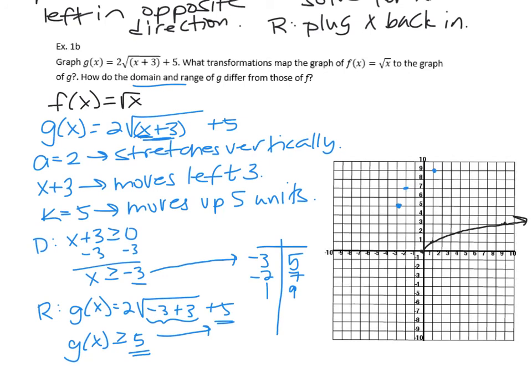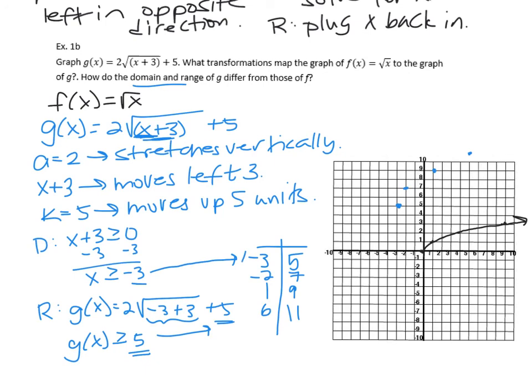Thinking of another number to plug in for x in the radical, another number that would make sense to plug in for x would go all the way over to 6. 6 plus 3 is 9, and that's a perfect square. The square root of 9 is 3. Multiply it by 2, we'd get 6. But then if I add 5, we go off our graph all the way to 11. At 6, we're going to go up to 11. So you can see that that graph is getting bigger from left to right.